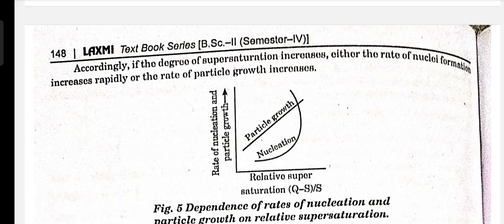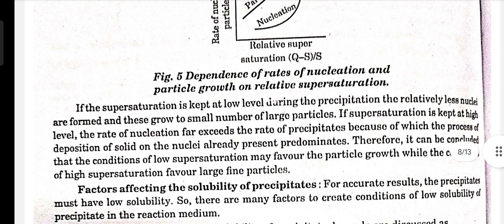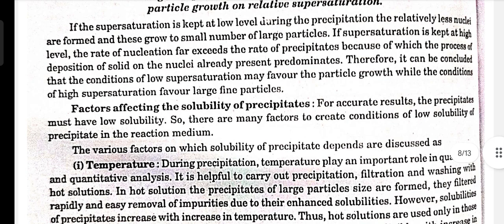Accordingly, if the degree of supersaturation increases, either the rate of nuclei formation increases rapidly or the rate of particle growth increases. If the supersaturation is kept at a low level during the precipitation, relatively fewer nuclei are formed and these grow to a small number of large particles. If supersaturation is kept at a high level, the rate of nucleation far exceeds the rate of particle growth, because of which the process of deposition of solid on the nuclei already present predominates. Therefore, it can be concluded that the condition of low supersaturation favors particle growth, while the condition of high supersaturation favors fine particles.